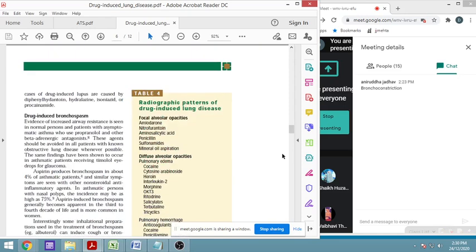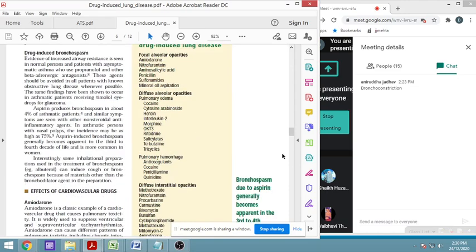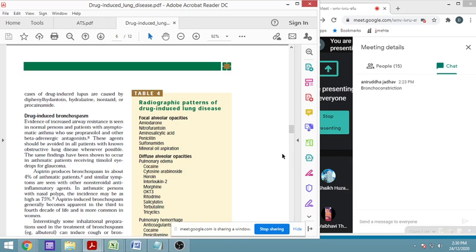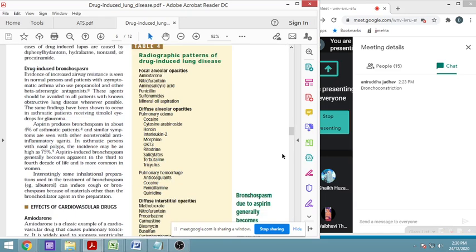There are many examples of drug-induced bronchospasm. We have seen aspirin, we have seen beta blockers, there are many examples, and this is very important, particularly when we have to administer them to patients who are having bronchial asthma.